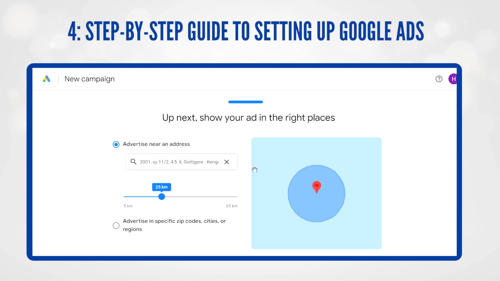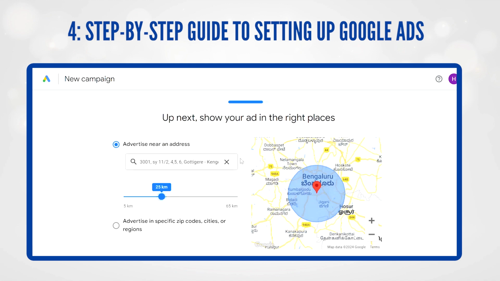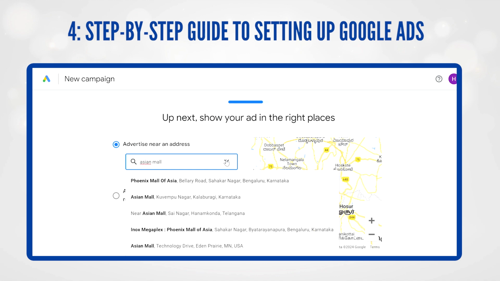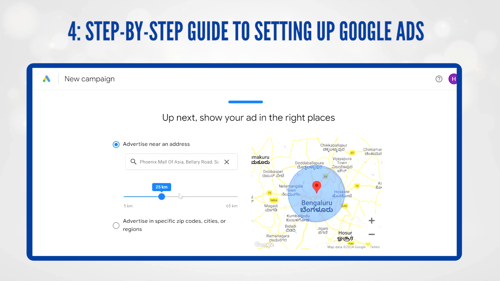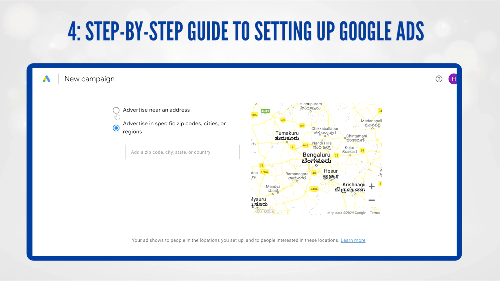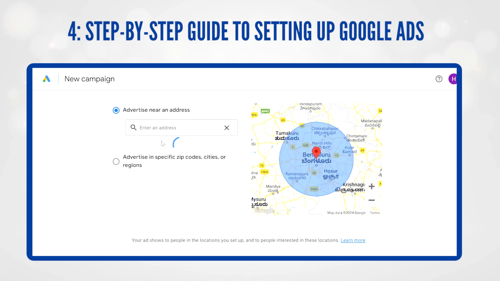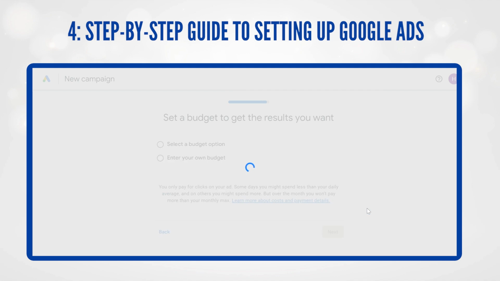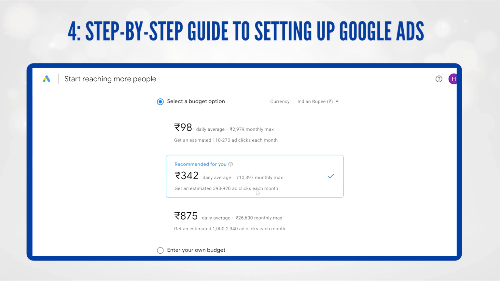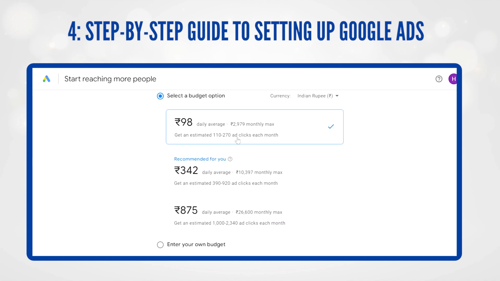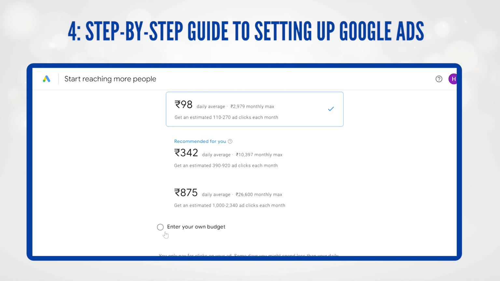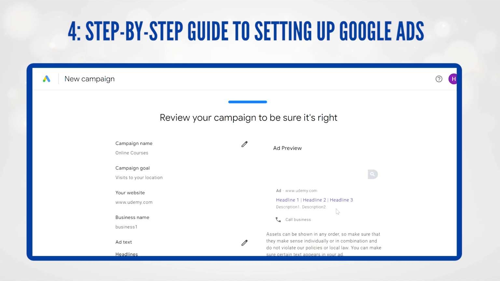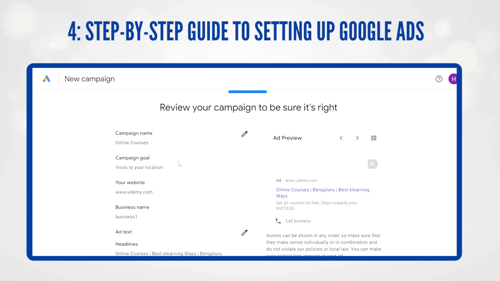Next, define who you want to reach. You can set your location, choose languages, and even specify age groups or interests to make sure your ads reach the right people. Here is where you set how much you want to spend. You can choose a daily budget and a bidding strategy. For beginners, I recommend starting small and choosing the default maximize clicks option.